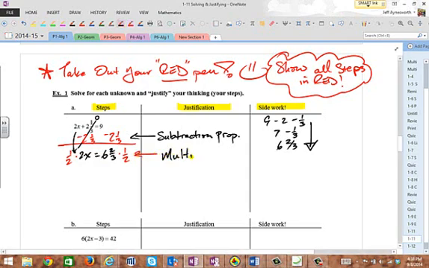Multiplication property. Now in the future I use SUBT for subtraction, MULT for multiplication, and PROP for property. So we write it out in the first few examples, but then we'll abbreviate a little bit later on. We're allowed to multiply by the reciprocal, which is 1/2, on both sides.